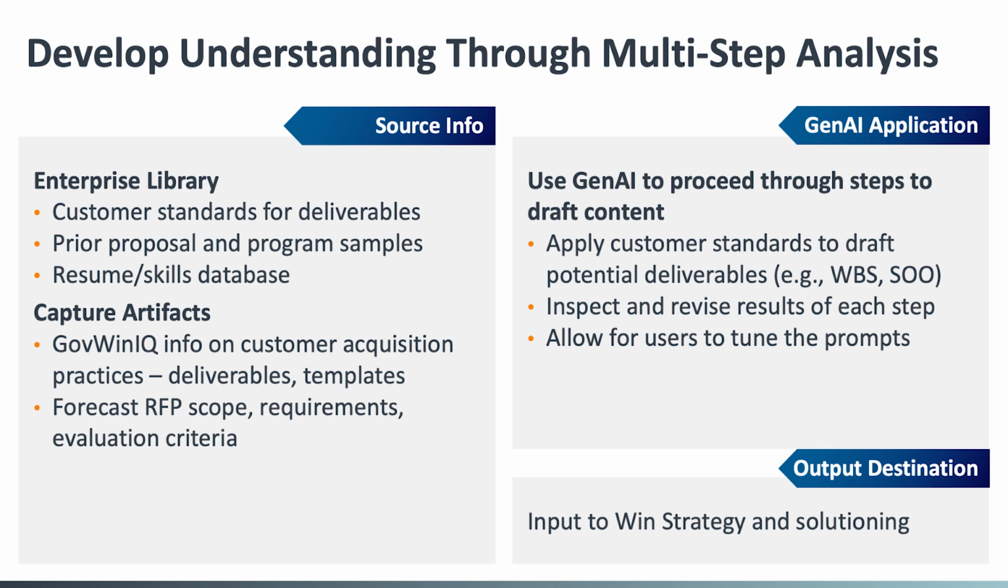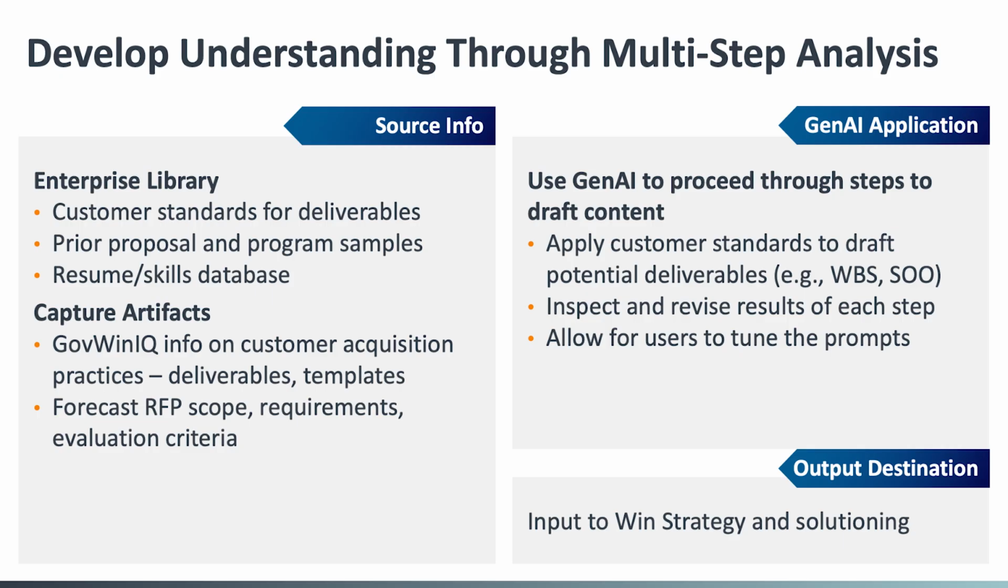It might be 6 months, a year, 2 years before an RFP comes out. You can build a forecast like that, which will then influence how we use the GenAI here and what the results are. And then we use GenAI to proceed through a series of steps to draft content. And that content becomes a key input to building our win strategy and solutioning.